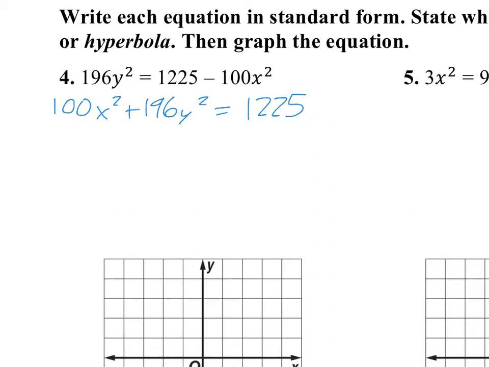So first thing I have to do is divide everything by 1225. And again, I could tell this is an ellipse because when the squared terms are on the same side, they're both positive. And I could tell it's not a circle because they have different coefficients. Circles have the same coefficient for x squared and y squared.